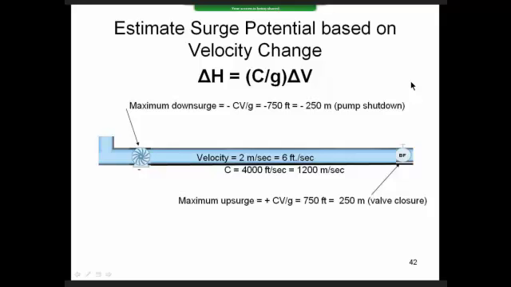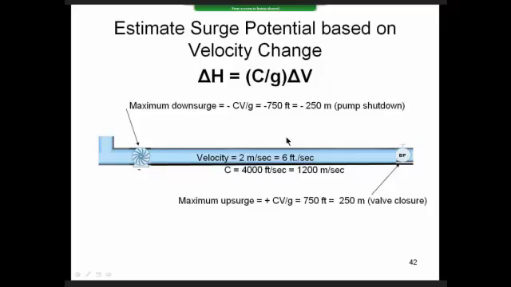process, and we can estimate the surge potential based on this equation. And this is a very useful exercise to go through. In other words, if I had a pump pumping at a velocity, let's say, of 2 meters or around 6 feet per second in a ductile iron pipeline where the wave speed's 4,000, I can say if the pump trips, the maximum downsurge ought to be around this much, 750 feet, which would be over 300 psi.